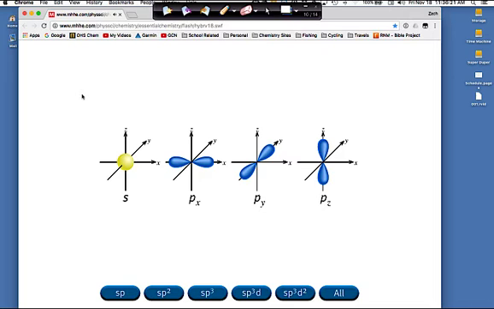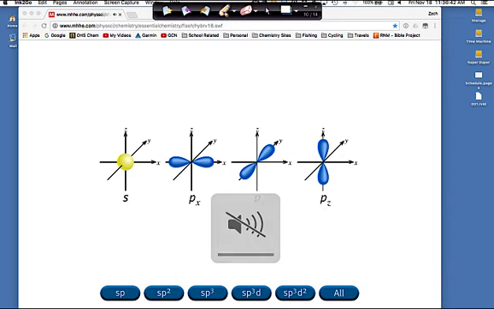In the 1930s, Linus Pauling introduced the concept of hybridization to explain chemical bond formation. Hybridization is the mixing of atomic orbitals in an atom to generate a set of new atomic orbitals called hybrid orbitals. Click on one of the hybrid orbital buttons to see how hybrid orbitals are produced.